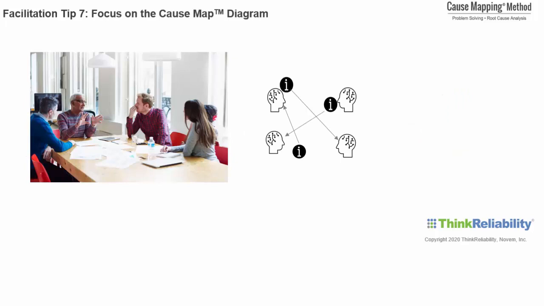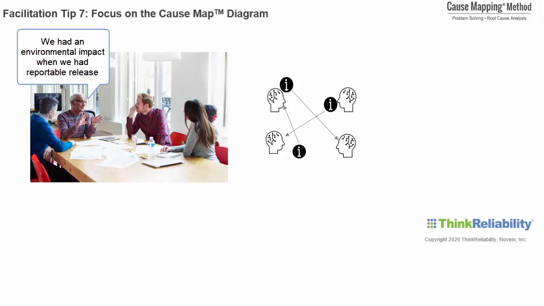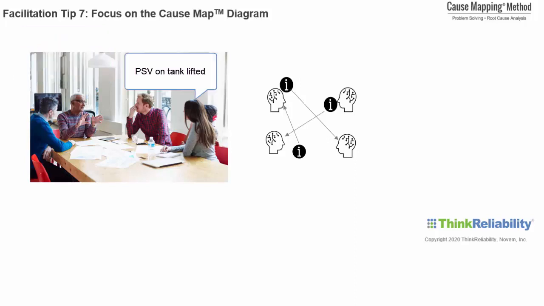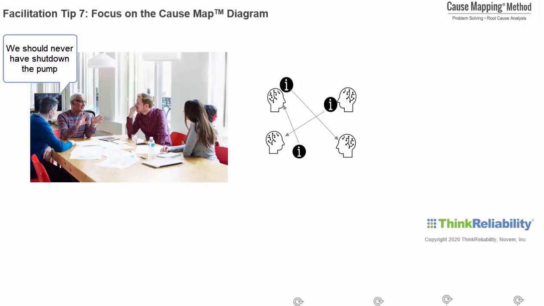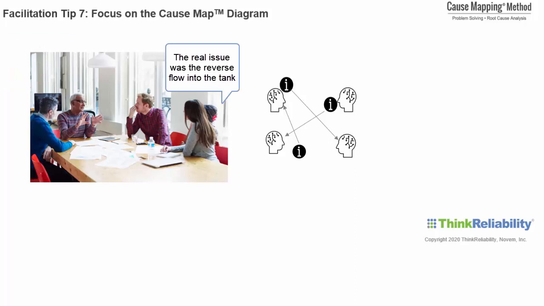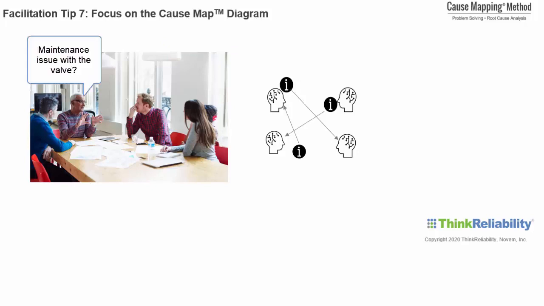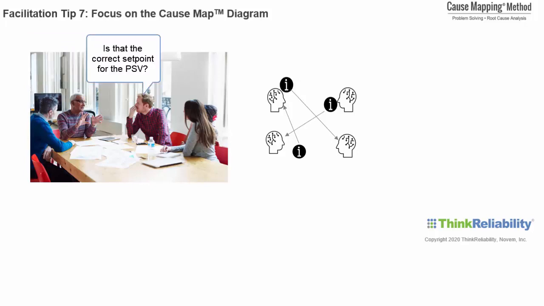So to demonstrate this, let me paint a picture. You're sitting in a meeting room and you begin to talk about an incident, and someone says we had an environmental impact when we had the reportable release. And someone offers, well, yeah, the PSV on that tank lifted. And someone mentions, well, we should never have shut down the pump. And then someone else chimes in, well, the real issue was that reverse flow event into the tank. And the dialogue continues, and someone mentions, well, wasn't there a maintenance issue with the valve? And then someone else just starts to describe the history of determining that PSV set point, and that might not be the correct set point.